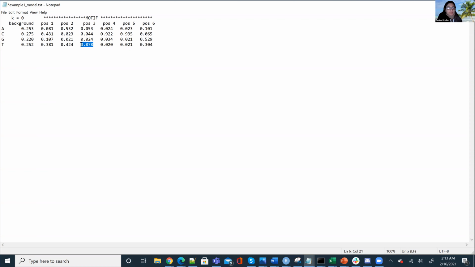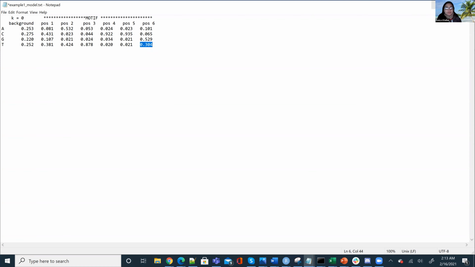There is an overwhelming amount of T's in the third position of the motif, with 87.8% probability. And here it's almost pretty much certain for the fourth and fifth positions of the motif, with a 92.2% probability and 93.5% probability of having a C in positions 4 and 5. And here, the majority is G, but it also has some T probability. So this is what a probability weighted matrix is.